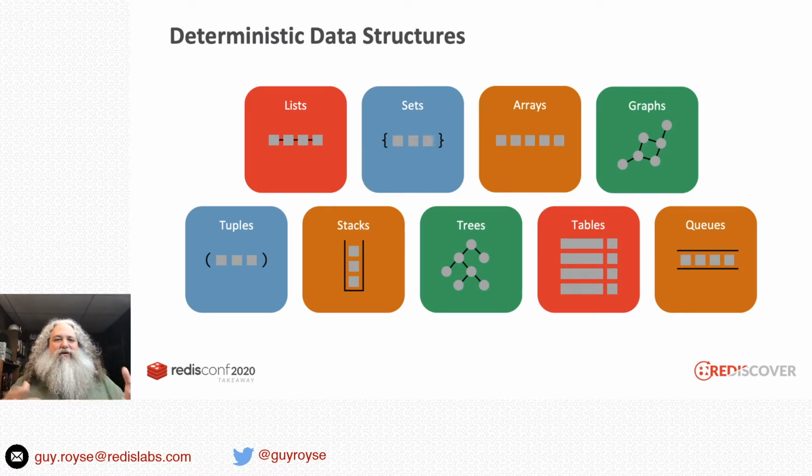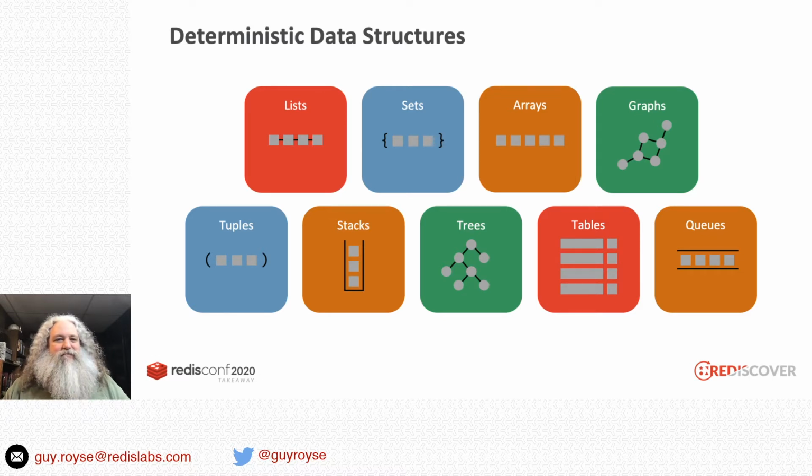But the thing with deterministic data structures is that they're deterministic. You give them a thing, and you get it back, and you give it a thing again, and you get it back again, and it's consistent. You consistently get these things back. They always do what you expect them to do. They're always truthful.